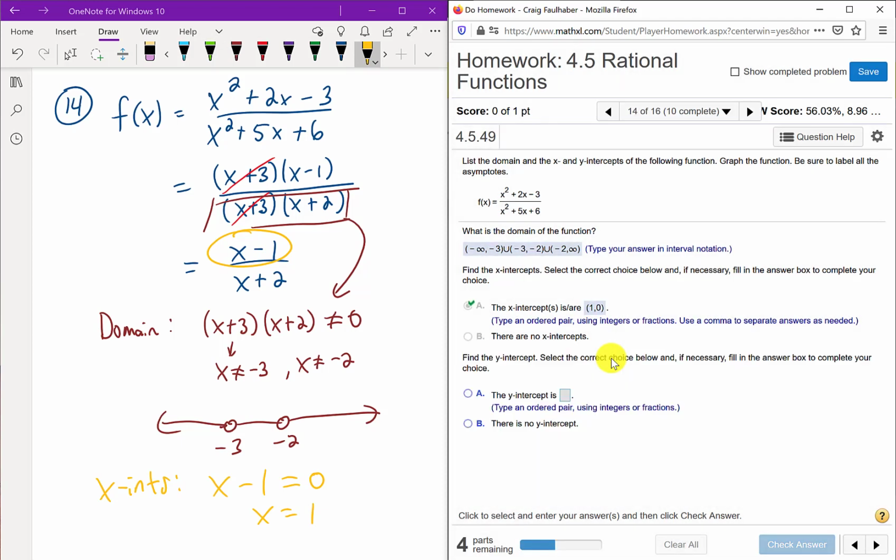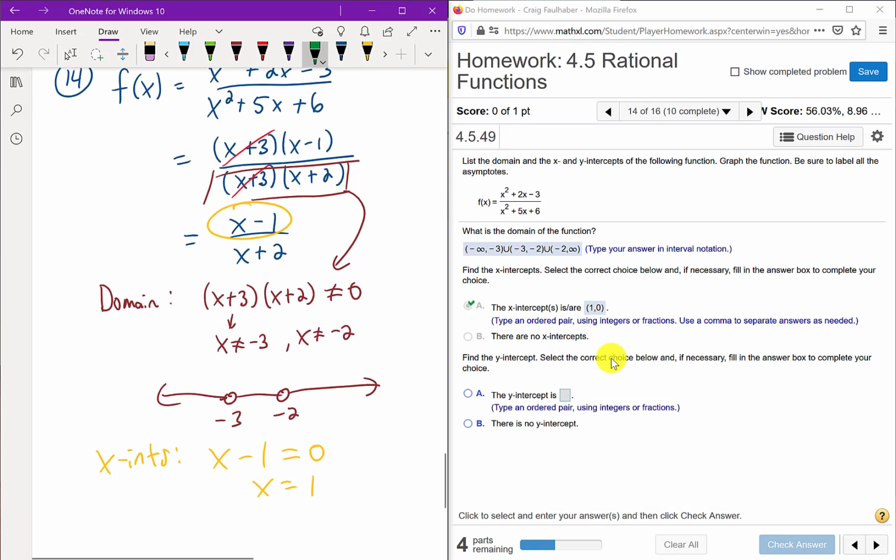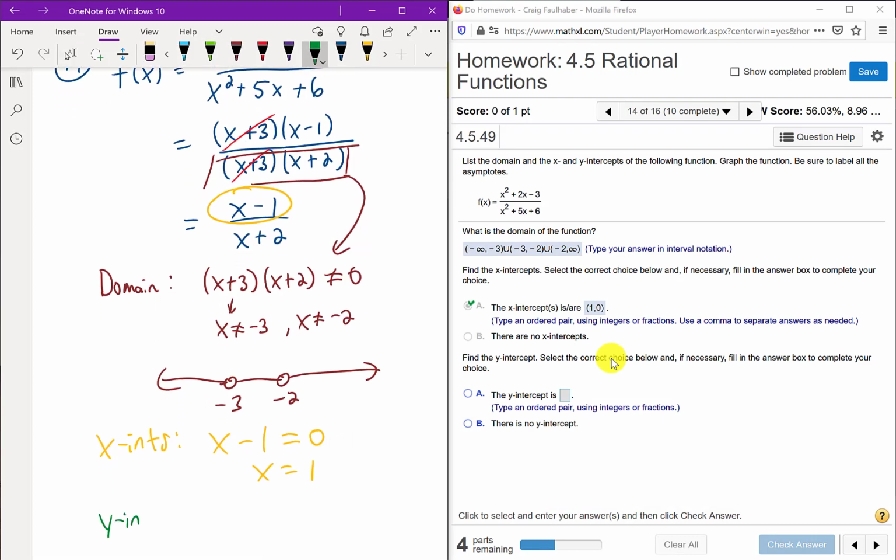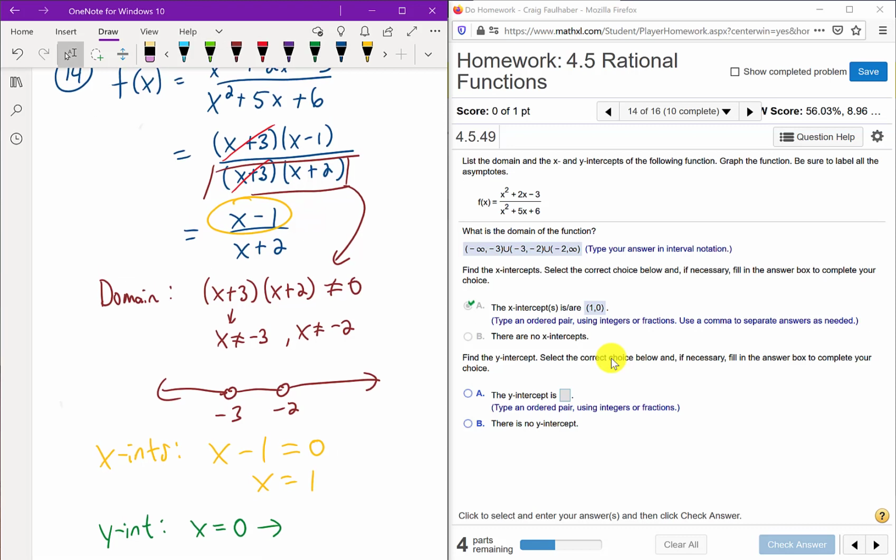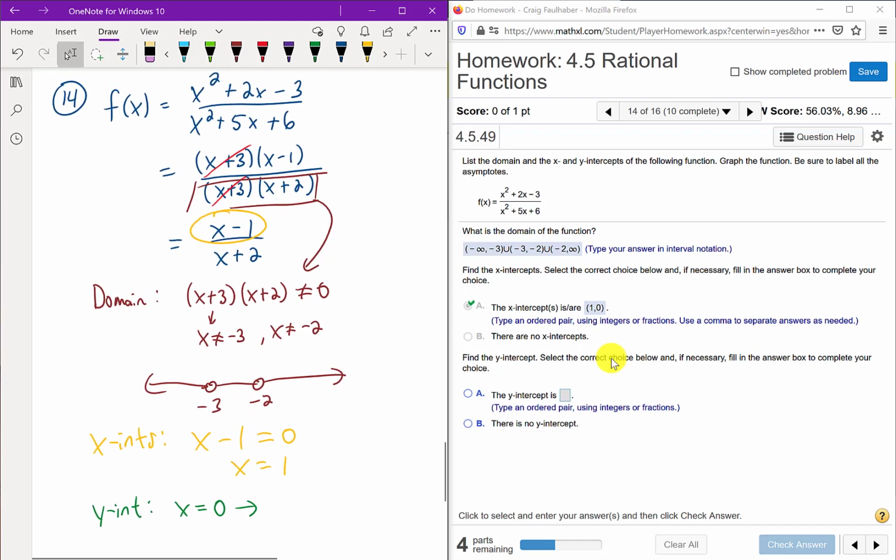All right, next problem, y-intercepts. We're going to find y-intercepts by setting x equals 0. And I pluralized intercepts, but we should only have at most one y-intercept for each graph. Anyway, we're going to plug x equals 0 into our function.